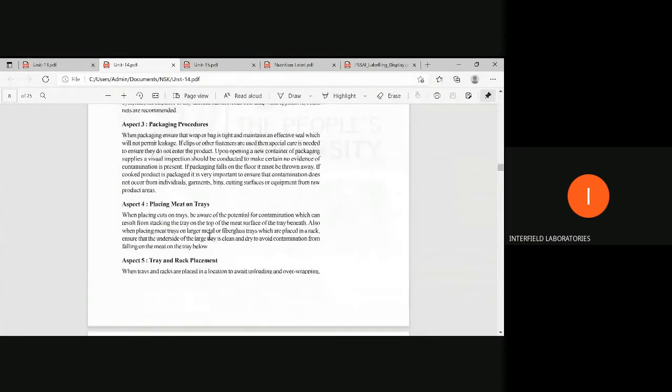Placing meat on trays. When placing cut meat on trays, be aware of the potential for contamination which can result from stacking the tray on top of the meat surface of the tray beneath it. So that should be taken into account when placing the tray, one tray on the other.